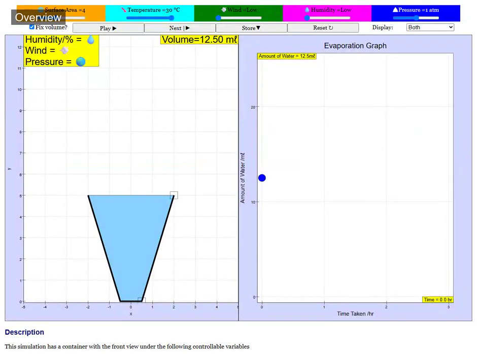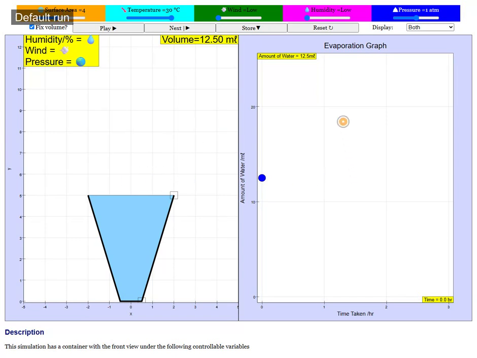This evaporation simulation is useful for comparing how surface area, temperature, wind, humidity, and air pressure change the rate at which water disappears from a container. Across the top, each colored slider changes one factor. Use play to run, next to step, store to keep a completed curve, reset to start again, and the display menu to focus on the diagram, the graph, or both.